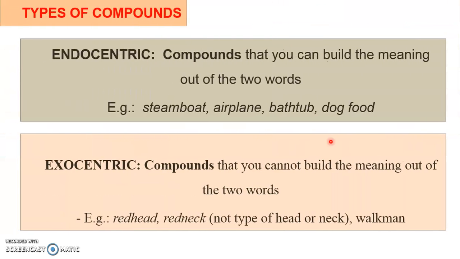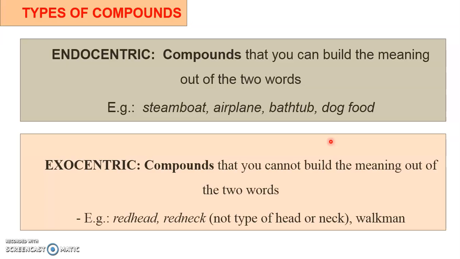Okay, as regards the types of compounds, we have two different types, and they can be endocentric or exocentric. It's very easy to understand. Endocentric, when you can build a meaning out of the two words. So for example, you have a bathtub. Imagine the word, okay, it comes to your mind immediately. A dog food, an airplane, a steamboat. So you can recognize or build a meaning out of the two words. They do not lose their meaning.